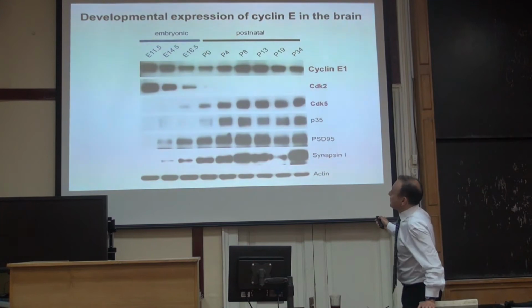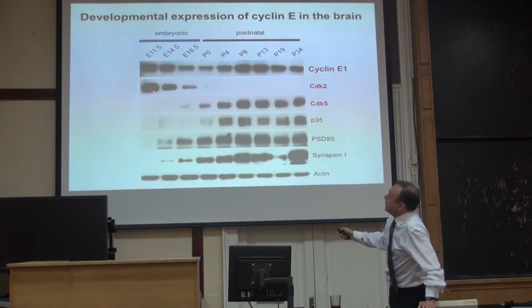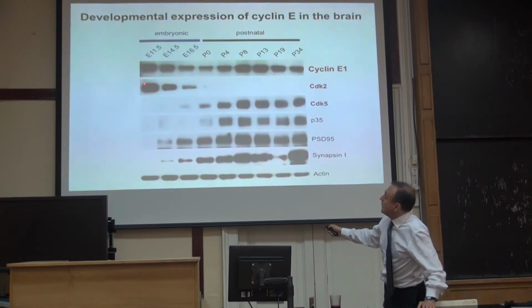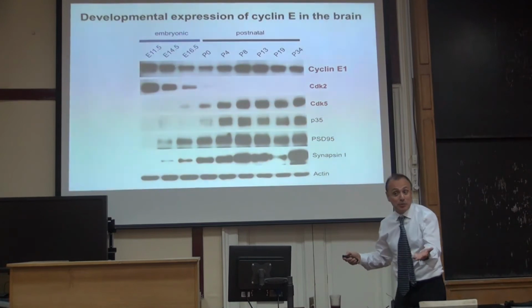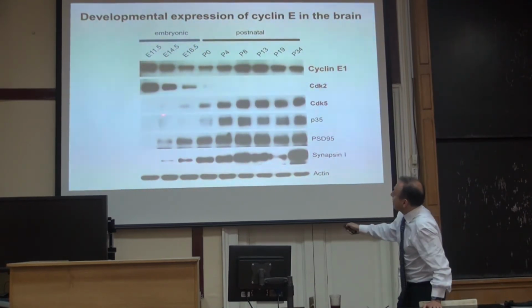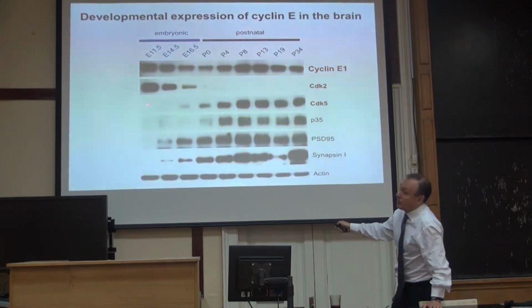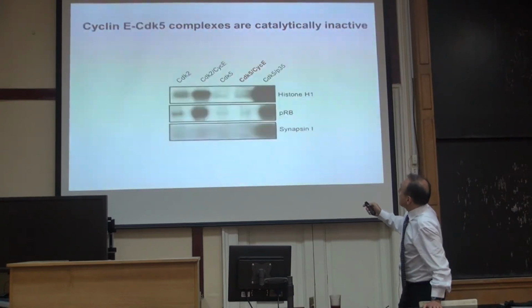CDK2, the classical textbook cell cycle partner of cyclin E, is highly expressed in proliferating cells, and then is extinguished after birth. No surprise, because after birth there is no proliferation. But the second partner, this new partner of cyclin E, CDK5, is not expressed in the proliferating cells, but is induced afterwards, and now it binds cyclin E and does something.